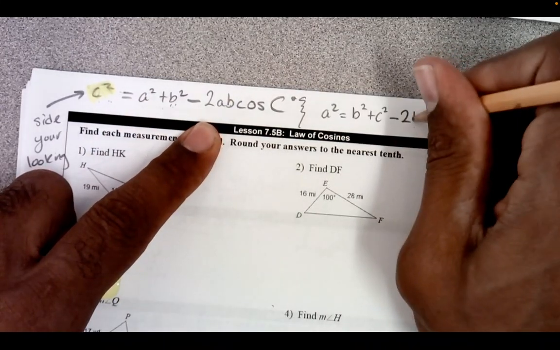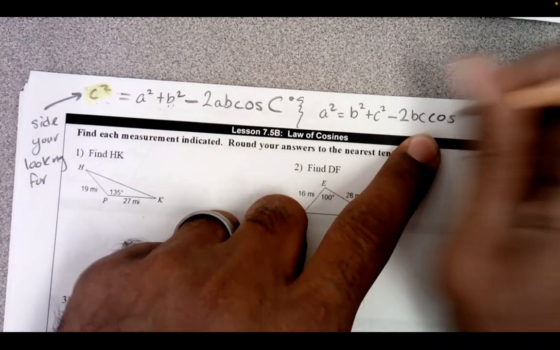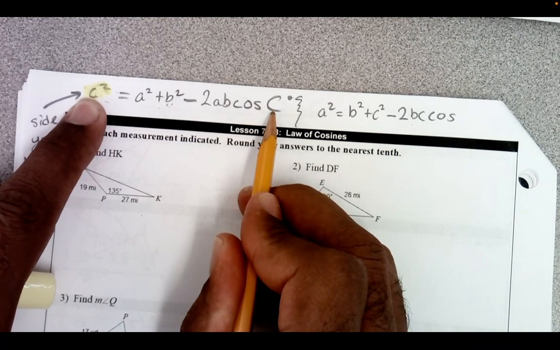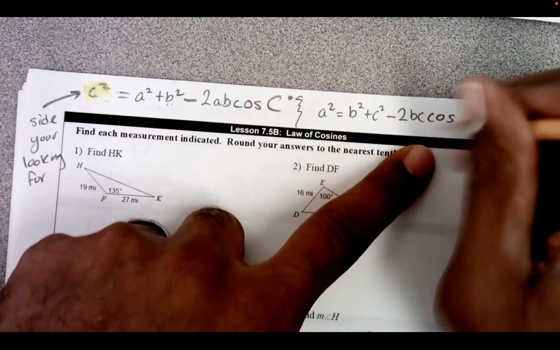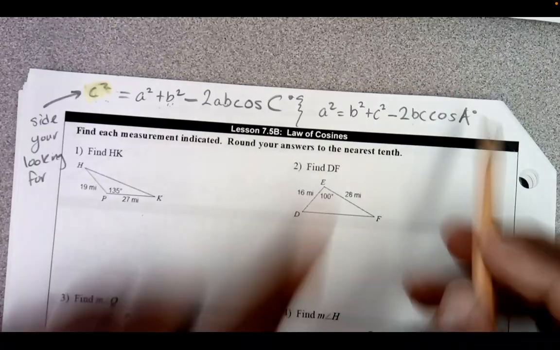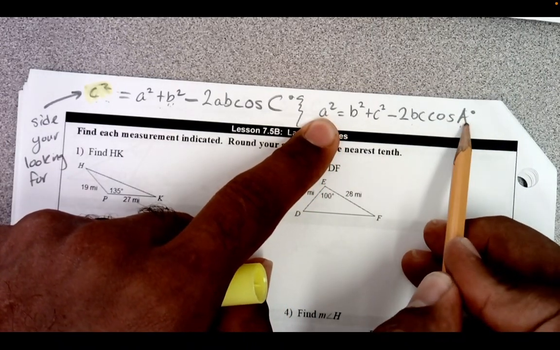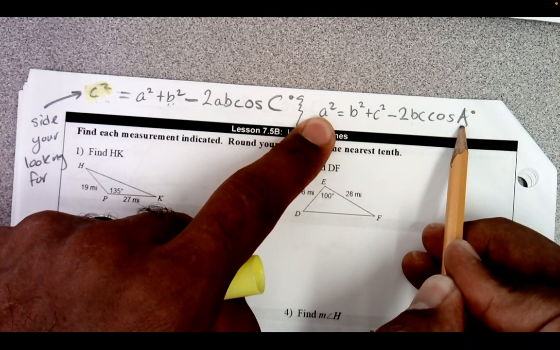So now this would be B times C. And then it would still be cosine, but notice that the cosine over here, these match. So the angle that you plug into cosine here is the opposite angle of the side you're looking for. So here, what would I put? Cosine of what? Right, big A. Okay, so basically, make sure that the side that's across from that angle, or the angle that's across from the side, is the matching one here.